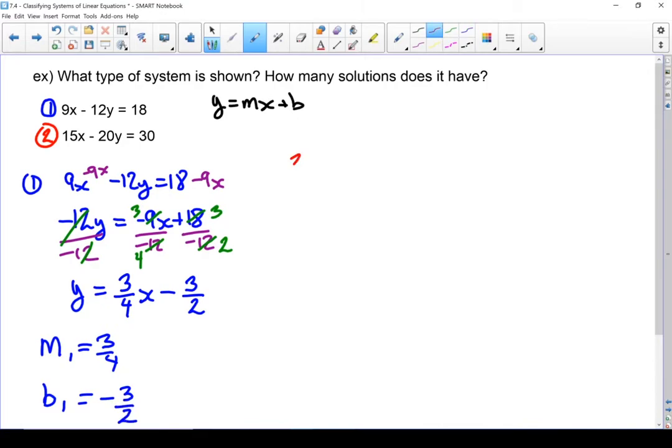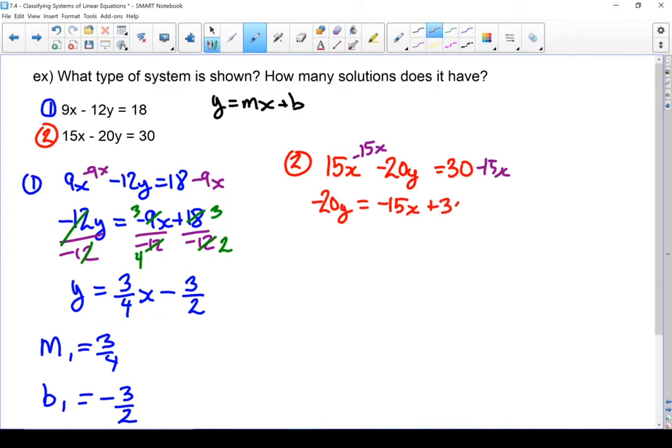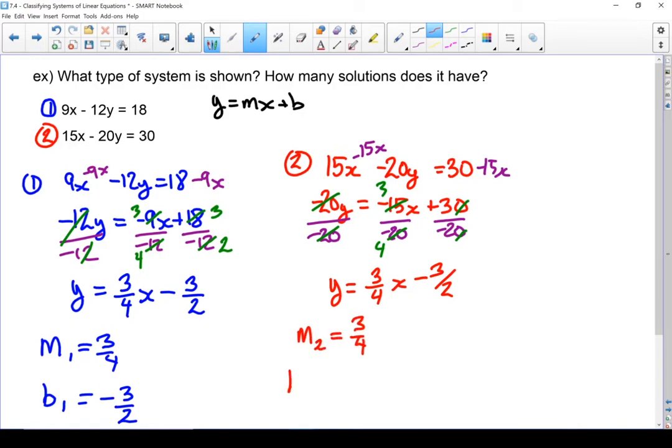Let's do the second equation. After simplifying all the fractions and doing all the algebra, the slope of my second line ends up being 3/4. The y-intercept of my second line ends up being negative 3/2. Now it's time to compare the two slopes and compare the two y-intercepts. Starting with the slopes, the slope of the first line is exactly the same as the slope of the second line. That means it cannot be a consistent independent system because the slopes are the same.